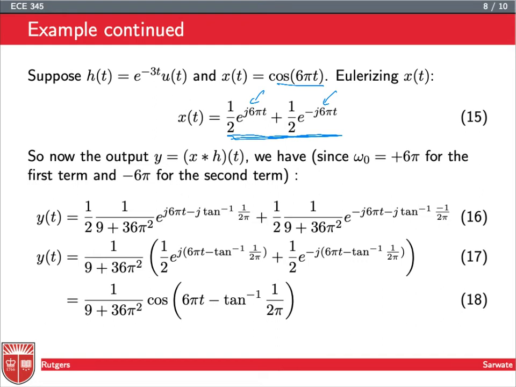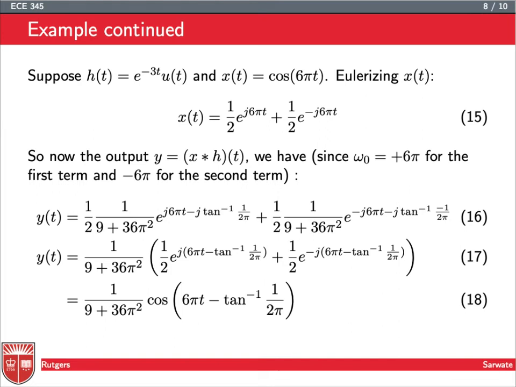We're going to get this half coming down, and then we have 1 over 9 plus 36 pi squared, because that's omega squared, times e to the j 6 pi t, and the phase shift, which is minus j tan inverse of omega over 3, which is 1 over 2 pi. Similarly, on the second term we get a half times 1 over 9 plus 36 pi squared, because minus 6 pi squared is also 36 pi squared. And then we get e to the minus j 6 pi t, and we have minus j tan inverse of minus 1 over 2 pi.